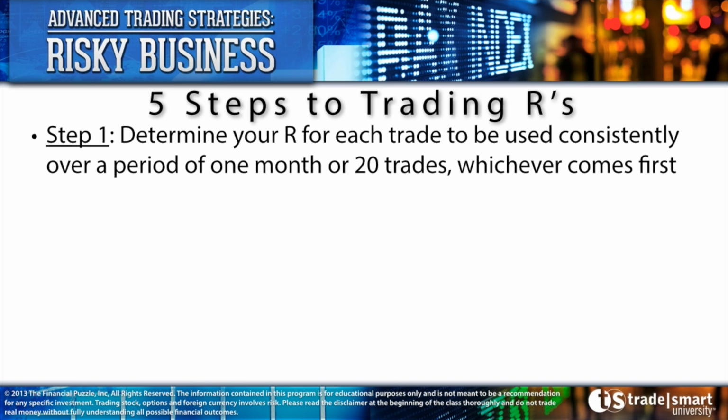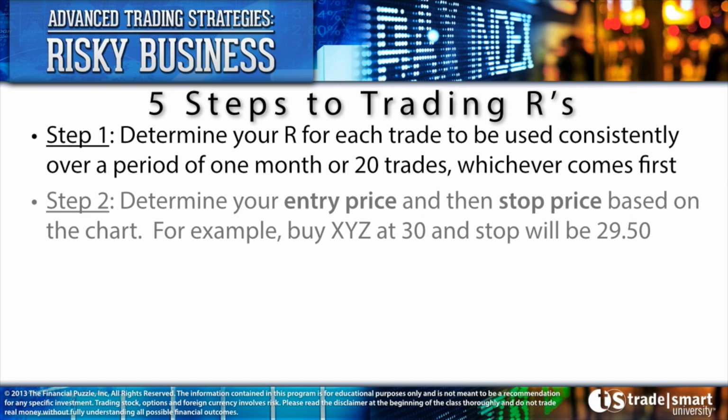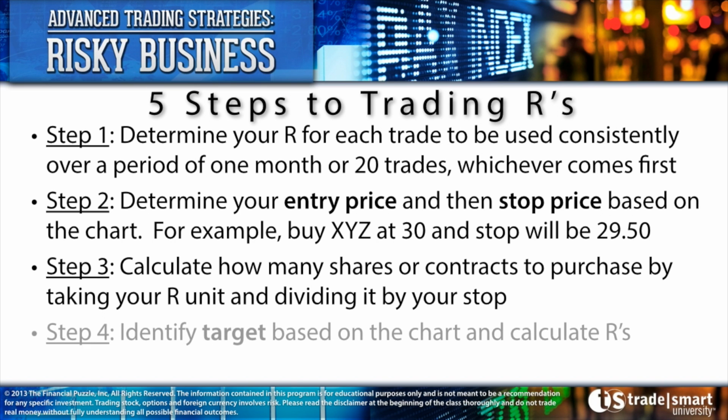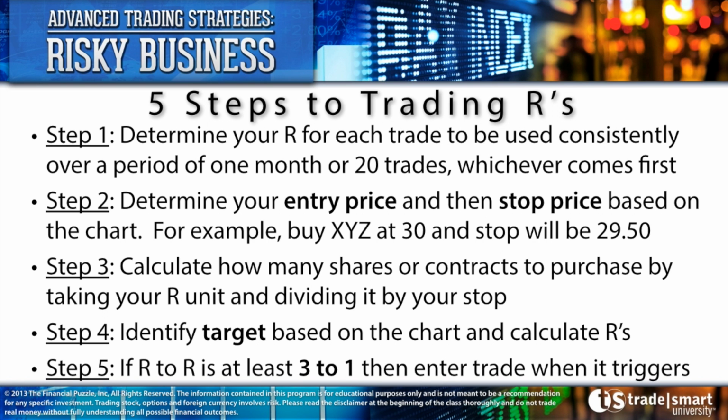So quickly, we're going to cover those 5 steps of trading as part of the review. Remember, step 1, you first determine your R you're going to use for each trade for the sample of trades that you're going to do, whether it's 20 or for a period of time. You're going to determine your entry price and your stop price based on the chart. Calculate how many shares or contracts to purchase by taking your R unit and dividing it by the stop, or using the formula that I showed you for the options. And then you're going to identify your target on the chart and make sure that it has an acceptable risk to reward ratio. And if it does, then you take the trade when it triggers.